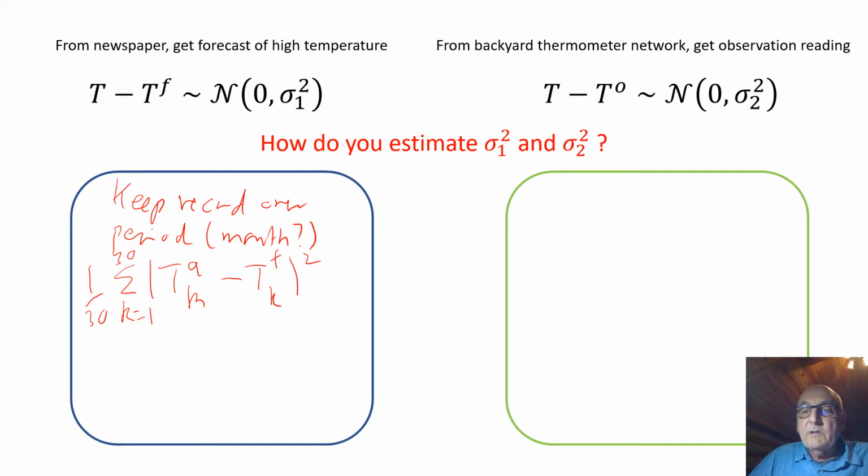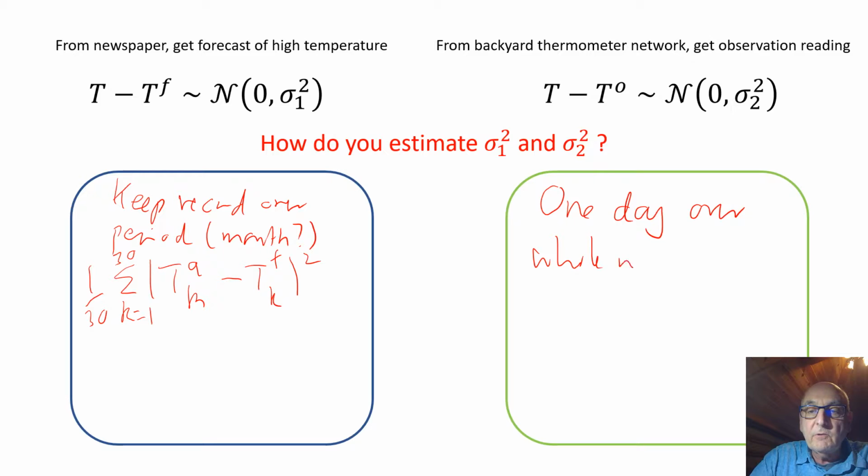Okay, for sigma 2 squared, I think what we'd do is just work with one day, right? So work on the data you have for one day over the whole network, and the fact that you've got all of these different thermometers at different places gives you different readings, right? So you could keep those, and then you could find the variance from those by the usual approach: finding their mean, taking the difference from the mean, and the sums of the squares divided by the size of the sample. Okay, so that's a way you could get sigma 1 squared and sigma 2 squared.